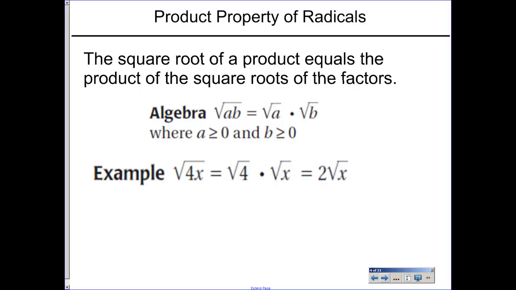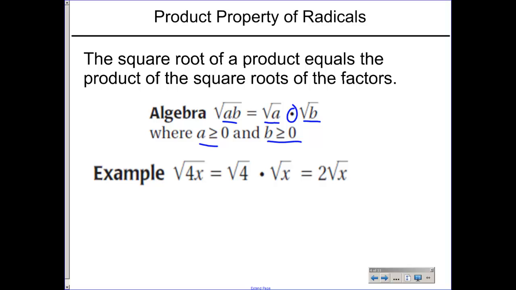One of the properties we're going to be using is called the product property of radicals. It says that the square root of a product equals the product of the square roots of the factors. What does that mean? Well, if we have an example here of the square root of a times b, then that is equal to the square root of a and the square root of b separately, and then multiplying them together. But in both cases, a and b have to be bigger than 0, because keep in mind that we cannot have negative numbers under the radical. If we did, there's no solution. You cannot take the square root of a negative.